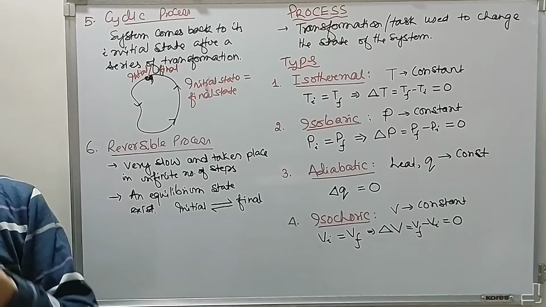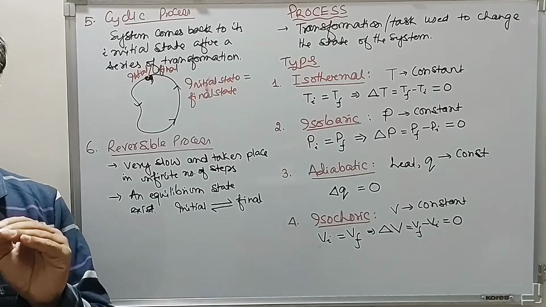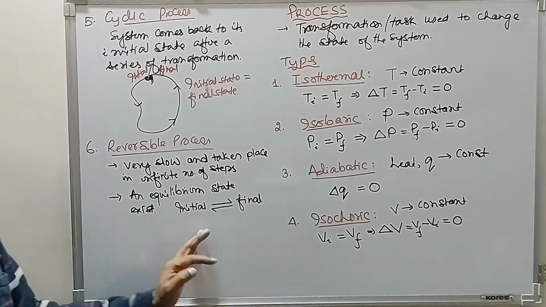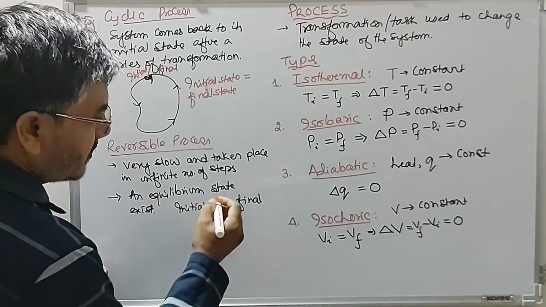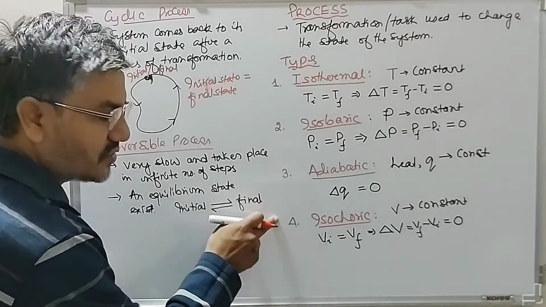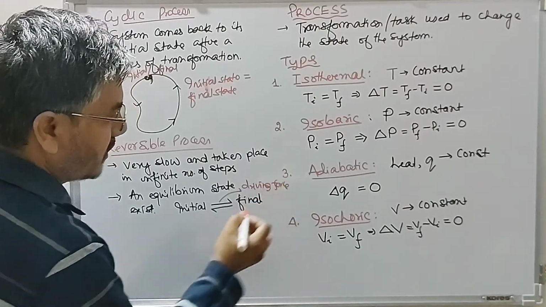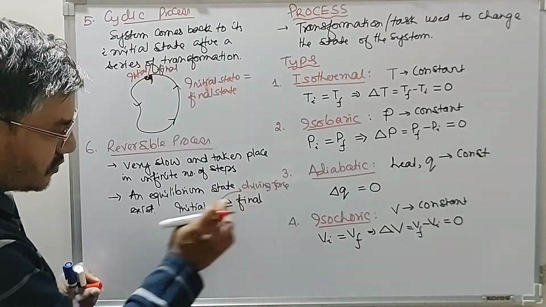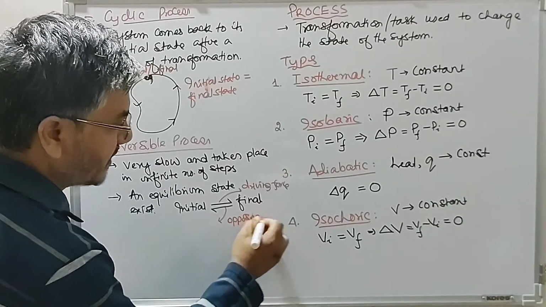So the driving force and the opposing force are approximately the same, or we say the driving force is infinitesimally larger than the opposing force. That process is known as a reversible process. The force which forces the initial to change into the final state is known as the driving force, and the one which opposes this driving force, that means final to initial, is known as the opposing force. So both are operating simultaneously.